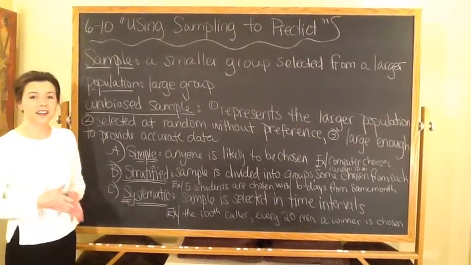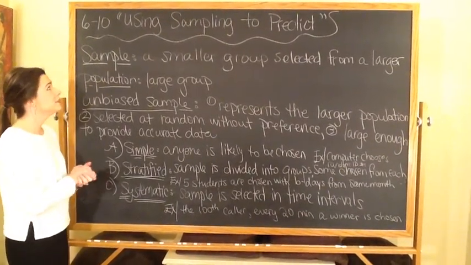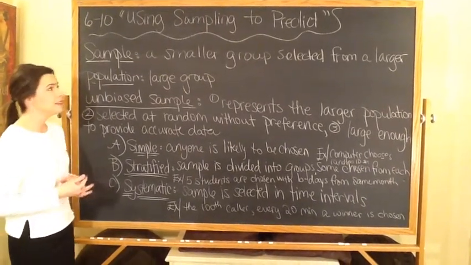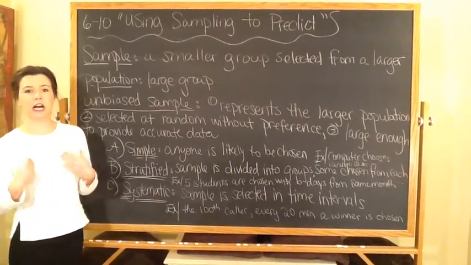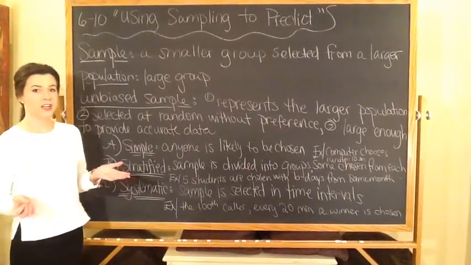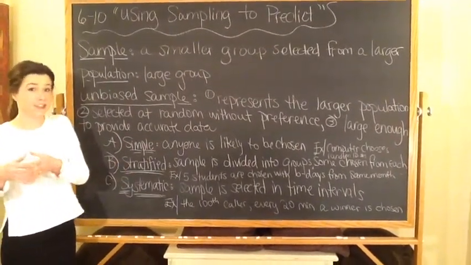6.10, the last lesson in chapter 6. Today we're going to be talking about using sampling to predict. So basically, if you wanted to figure out how people felt about your new movie that you made, you would not be able to literally ask every single person.